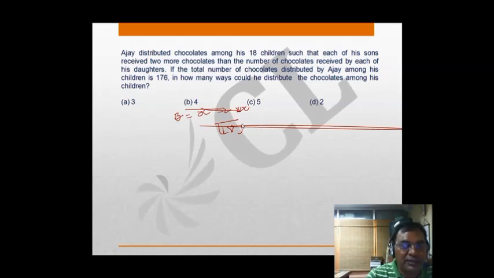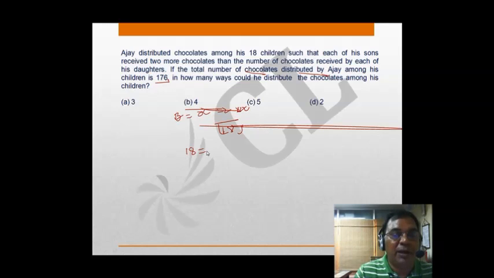So the fact is, I'll go for 176. If I read it, the total number of chocolates distributed by Ajay among his children is 176. So, you know, I'm doing this because I'm very confident that this can be done. So it's a simple case. I'm going to go for it as this multiple.